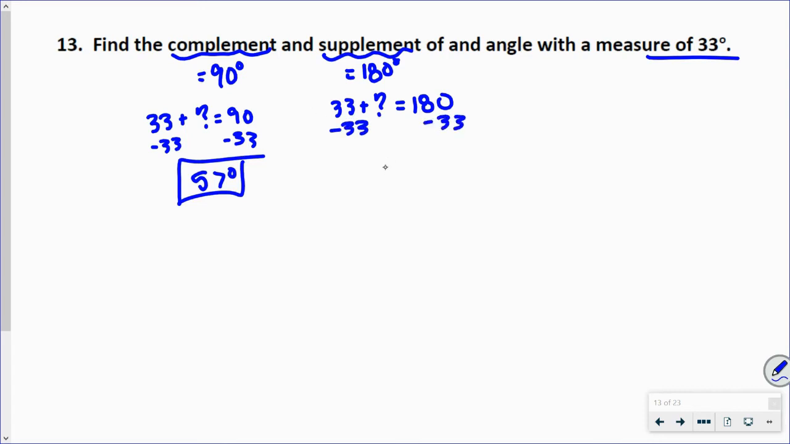And you get 147 degrees. Also, if you already know the complement, to get the supplement, all you have to do is add 90 degrees. Okay, because a supplement is 90 degrees more than the complement. So in this case, we just got to add that 90 degrees.